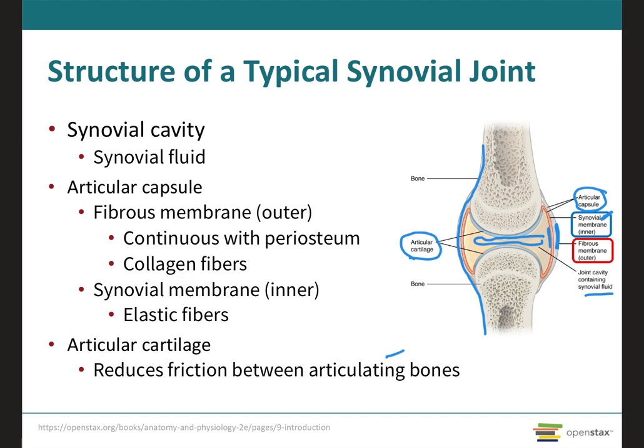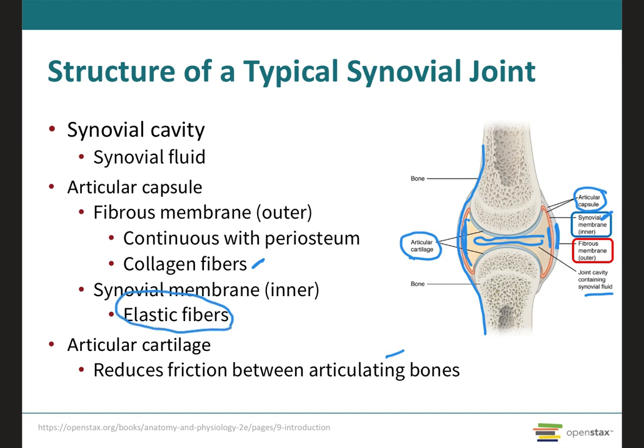Now, the flexibility of the fibrous membrane will permit considerable movement at a joint, and its great tensile strength, because it's made up of collagen fibers, is going to make it resistant to stretching, which will also help prevent the bones from dislocating. On the other hand, the synovial membrane, which is the inner one, is going to be composed of a thin layer of synovial cells on the surface, and underneath these cells, there's going to be a layer of areolar connective tissue together with elastic fibers.